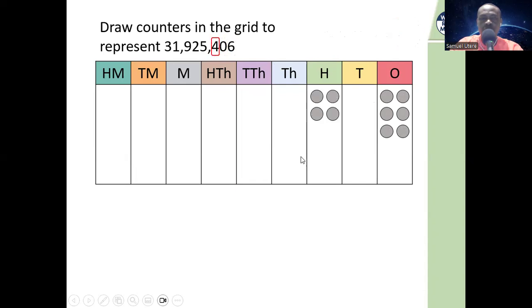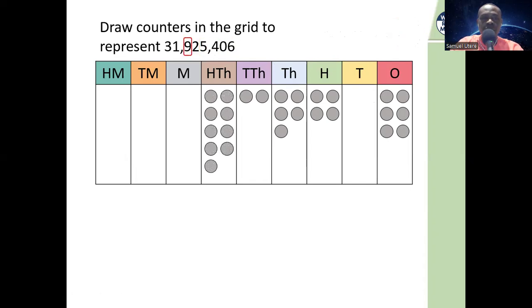We put 4 counters in the hundreds column, 5 counters in the thousands column, 2 counters in the 10,000s column, 9 counters in the 100,000s column, 1 counter in the millions column, and 3 counters in the tens millions column. That is how we should represent it.